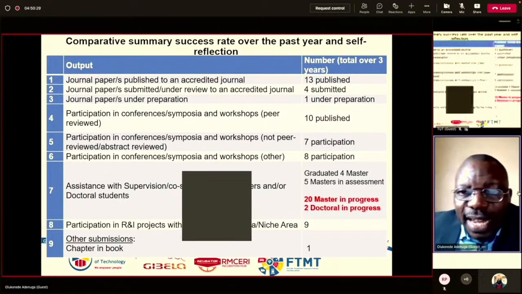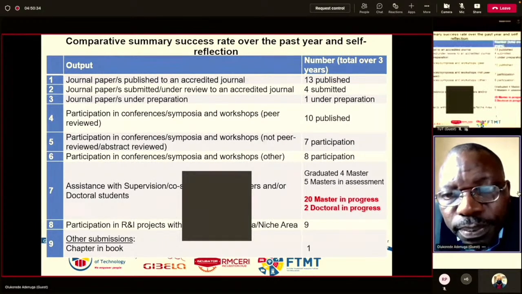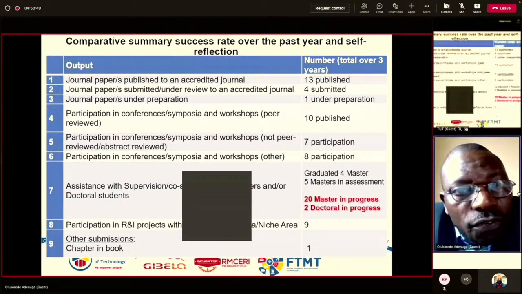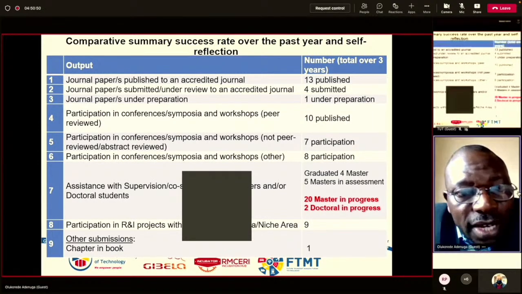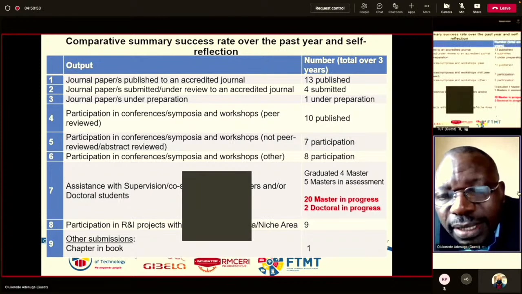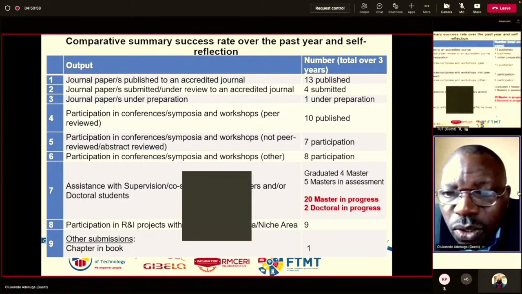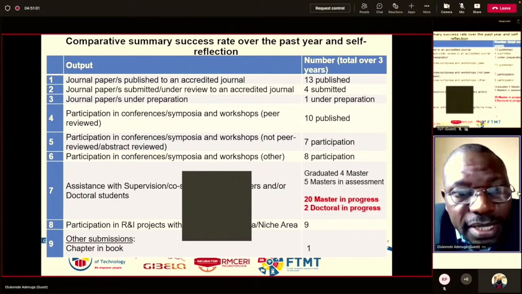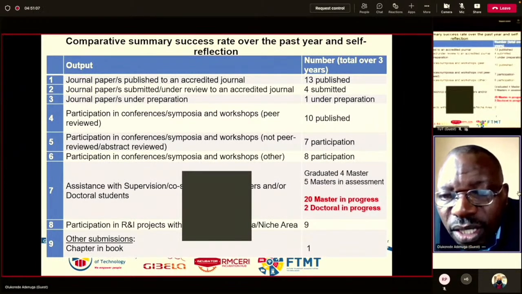In the course of my career advancement, with a research fellowship, I've been able to publish 13 journals, 4 submitted by my students, and some of the 13 are also publications from my students, 1 under preparation. I've published about 10 conference papers. I've participated in 7 conferences, both local and international. And for workshops like the one we are holding now, this is the 5th series.